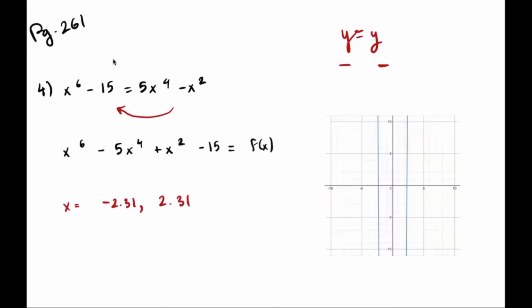And always make sure whenever you write solutions to write them from least to greatest. As you can see here, negative 2.31 is less than 2.31. That's why I put it first in my answer. You can also write your answer as a set, which is how we usually write solutions.